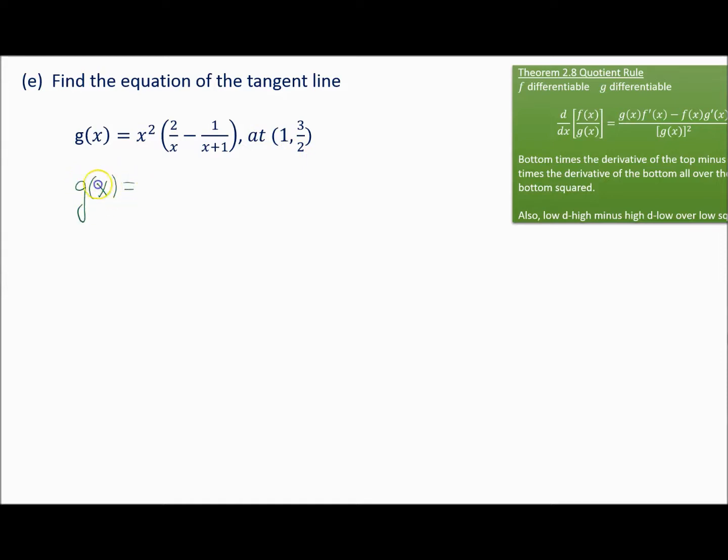I'm not taking the derivative yet. x squared times 2 over x will be 2x squared over x, which requires some simplifying, right? Minus x squared times 1 over x plus 1 is going to be minus x squared over x plus 1. If I continue to simplify, g of x is equal to, these x squareds cancel, just 2x minus x squared over x plus 1. Now, that to me is what would be easier to take the derivative of, not that original function.